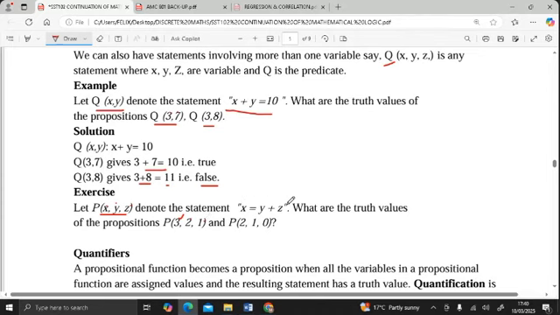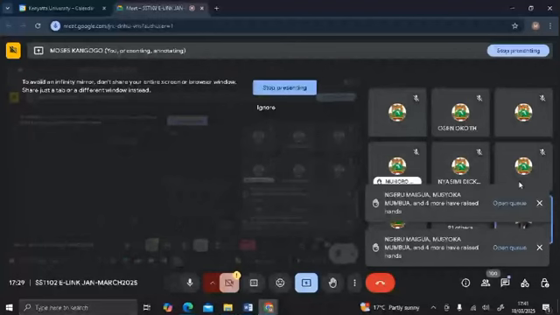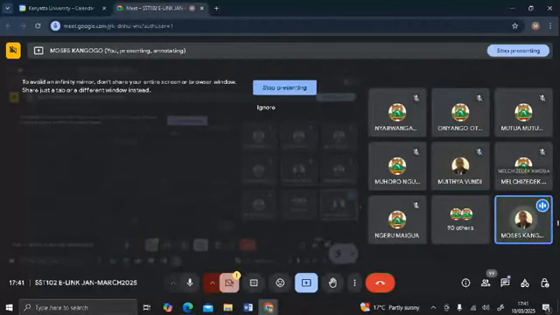That is it. It's just that simple. And then we have an example here. This one, p of x, y, z, is a propositional function. We denote x is equal to y plus z. What are the truth values of the propositions p(3,2,1) and p(2,1,0)? In this case, our x goes by that order. x is equal to 3, y is equal to 2, z is equal to 1. So we shall have 3 is equal to 2 plus 1. Yes, this one is true. But now this one, 2 is equal to 1 plus 0. No, 2 is not equal to 1, and therefore that one is false.